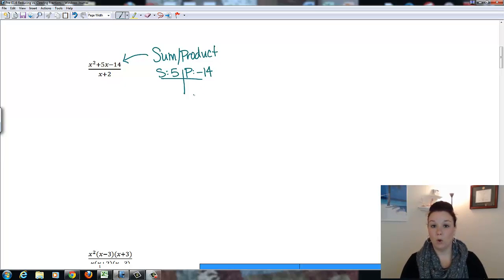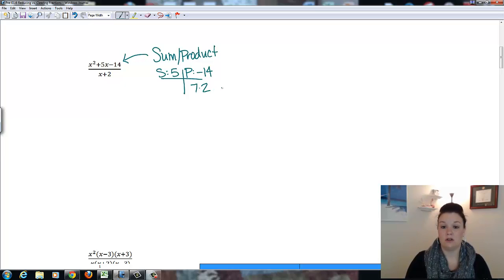So I need something that multiplies to negative 14 that I can combine to get 5, which would be 7 and 2. And I need it to be negative, so one of these has to be negative. So it's either going to be negative 7 and positive 2, or it's going to be positive 7 and negative 2. In order to get a positive 5, which is what we need, we're going to take this pairing right here. So we're going to do 7 minus 2.